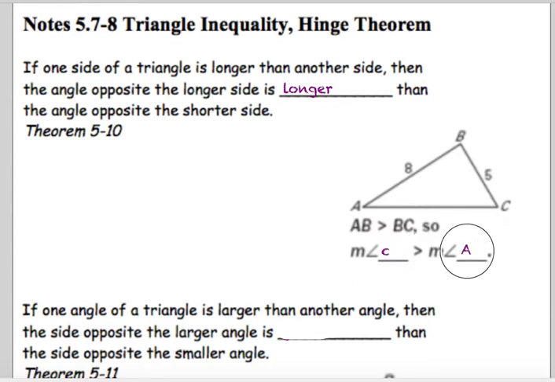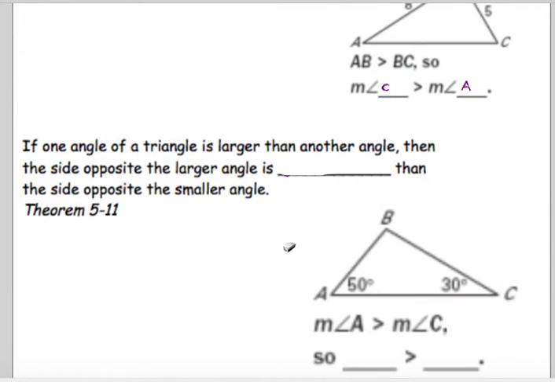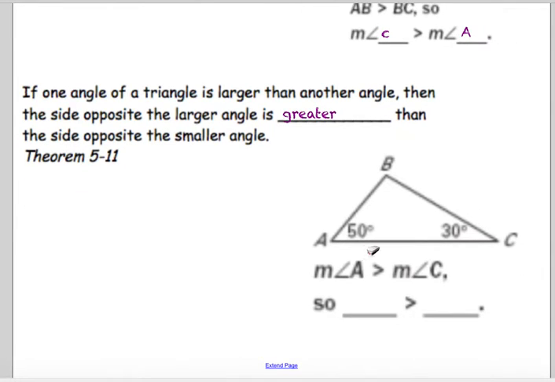So right here, if AB is longer than BC, then the angle across from AB, which is C, is larger than the angle across from BC, which is A. So, C is larger because the side across from it is larger. If one angle of a triangle is larger than another, then the side opposite the larger angle is greater than the side opposite the smaller angle. So if A is greater than C, BC will be longer than AB.